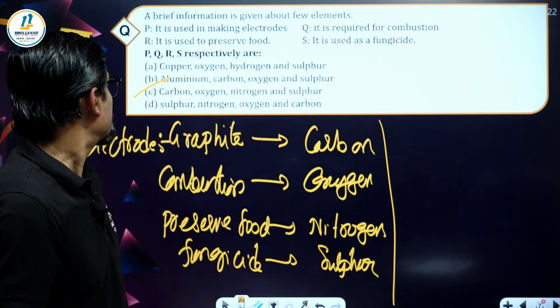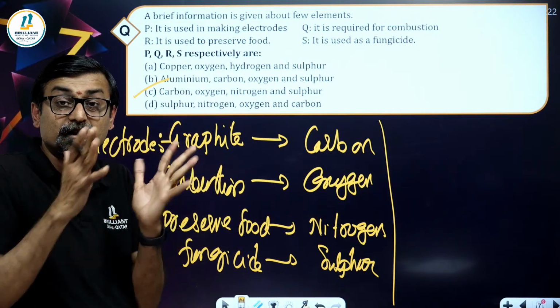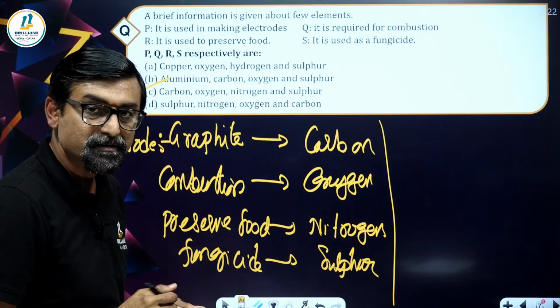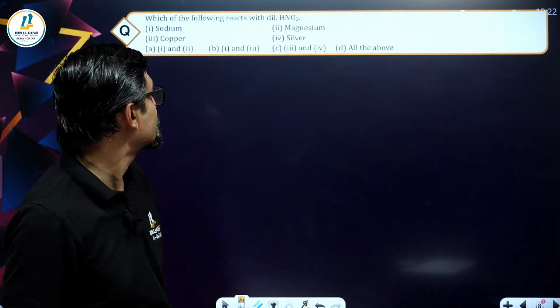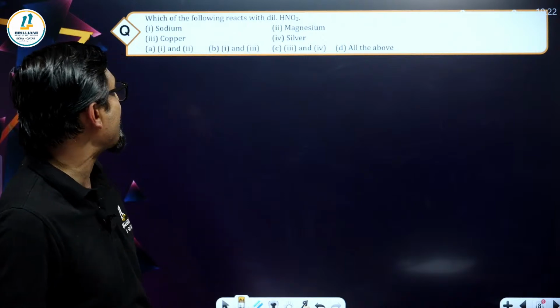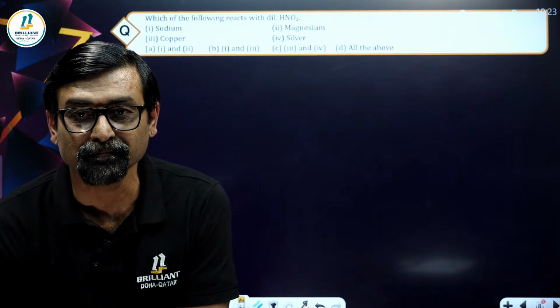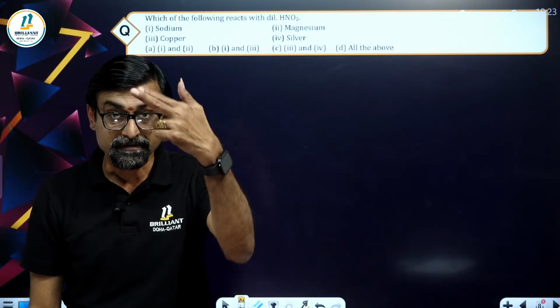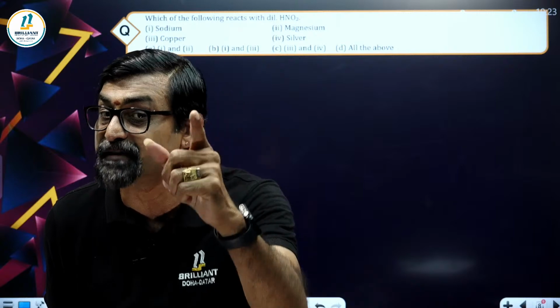See, so simple a question. But what we do, we get scared looking at the big paragraph. Right? Coming to the next question, all of you, on your screens. Which of the following reacts with dilute nitric acid? Page number 44. Second paragraph, second line says about the reactivity of metals with nitric acid.